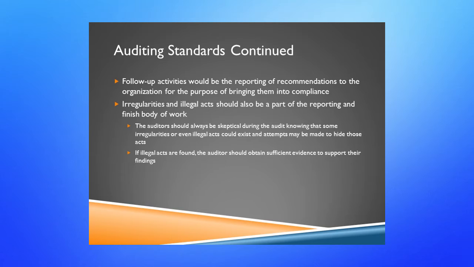And I know I'm going off on all these ideas that we're going to get to talk about in a little bit more detail as we go on. Anyway, so the standards. Now what that means is, how do we look at these? Well, as an auditor, we should always be skeptical during the audit, knowing that there are going to be some irregularities or even illegal acts, that they could exist, and there may even be attempts by people to hide those acts from you while you're doing the audit. If those acts are found, you should make sure you have sufficient evidence to be able to support your finding.